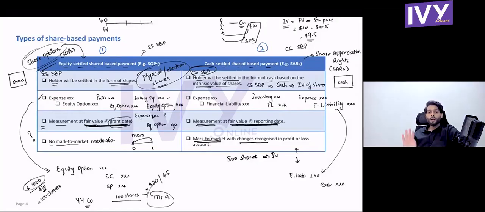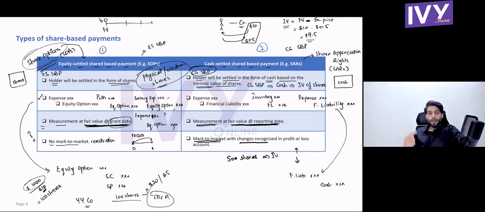Now, in order to summarize whatever we have studied, just repeat after me. Equity settled share based payment is a transaction in which the holder is promised shares in exchange of goods or services. Example, share options. The accounting entry is going to be expense debit, equity option credit. We are going to use fair value at grant date. That means no mark to market changes. Equity settled share based payment is done.